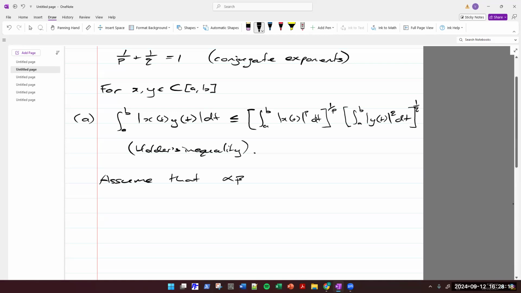Alpha beta is less than or equal to alpha to the power of p over p plus beta to the power of q over q. Of course, p and q are conjugate exponents: 1 over p plus 1 over q equals 1. Alpha and beta are just real numbers. So this is Young's inequality.